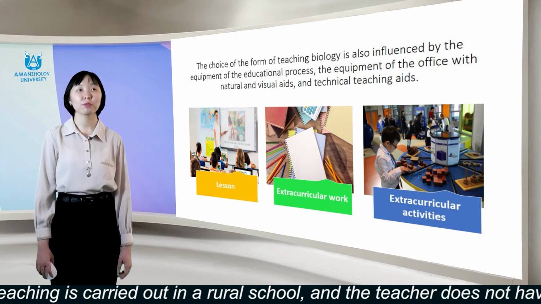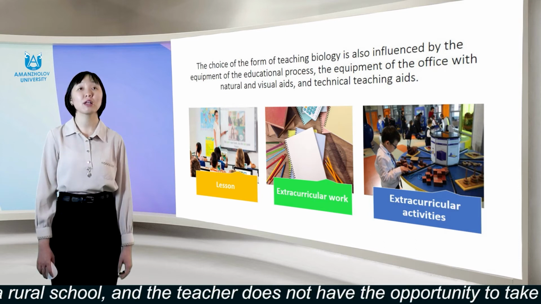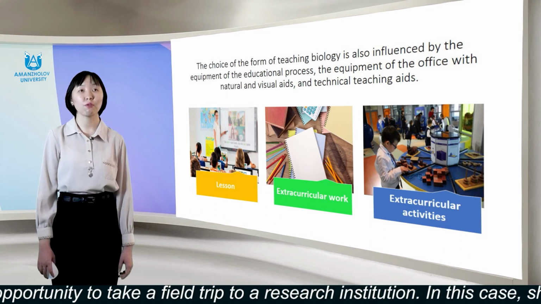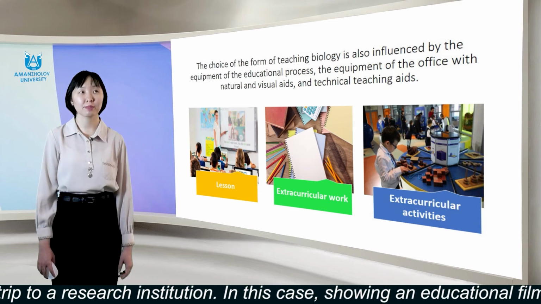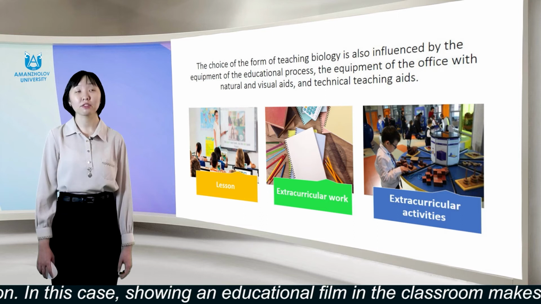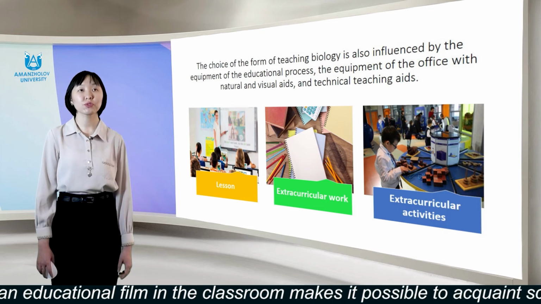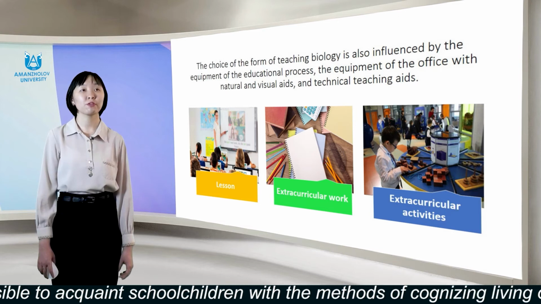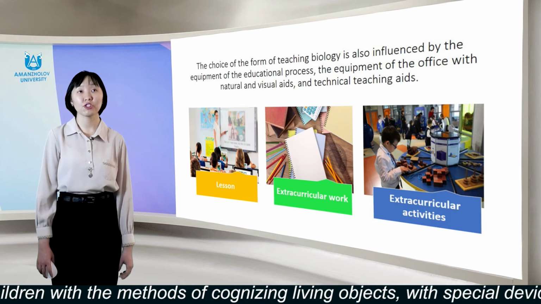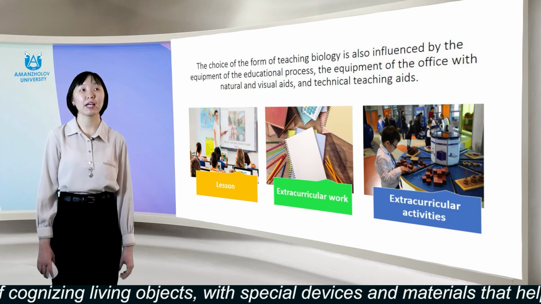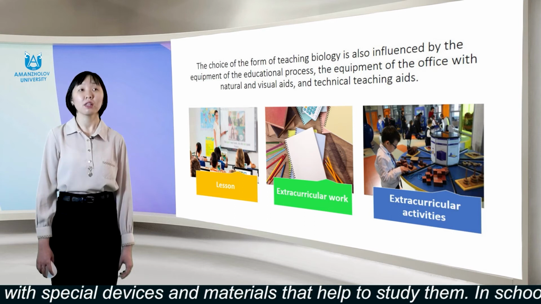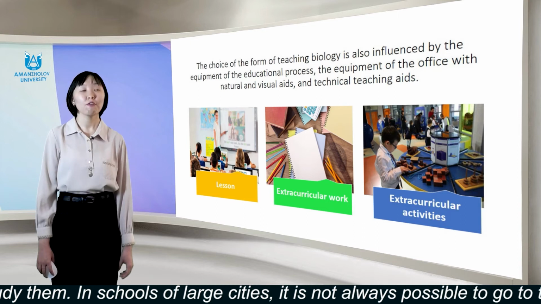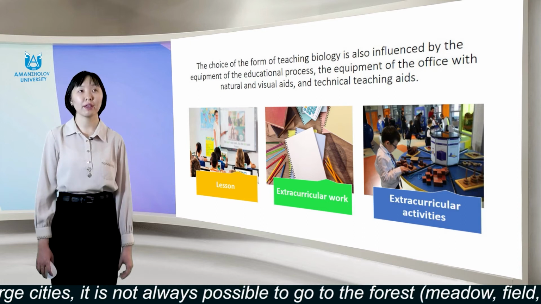The choice of the form of teaching biology is also influenced by the equipment of the educational process, the equipment of the office with natural and visual aids, and technical teaching aids too. This is especially true for the variety of lesson types. So, a sufficient number of natural visual teaching aids facilitates laboratory and independent work in the lesson. The lack of natural objects can be compensated for by pictorial visual aids.